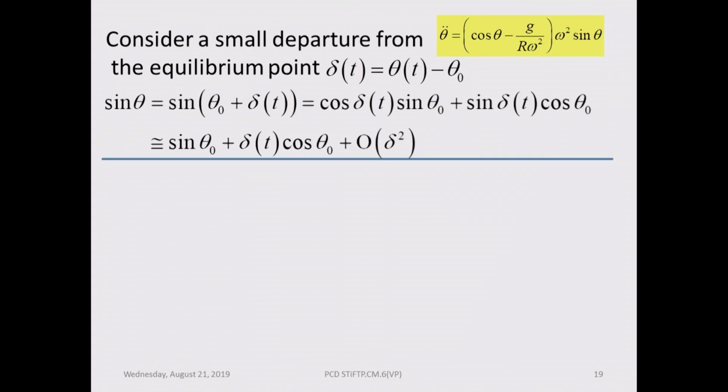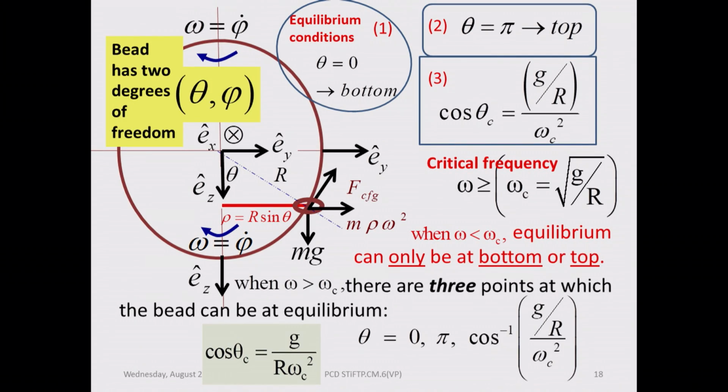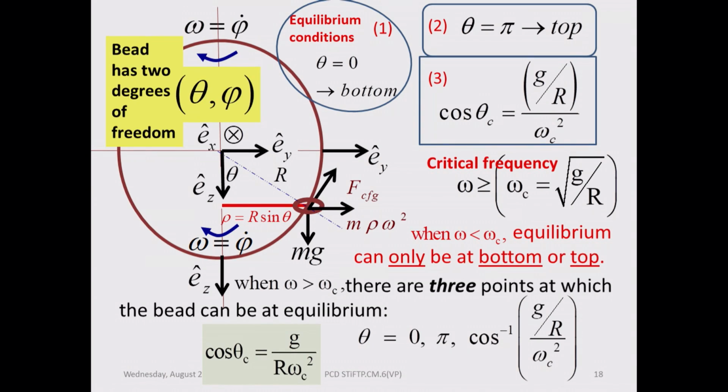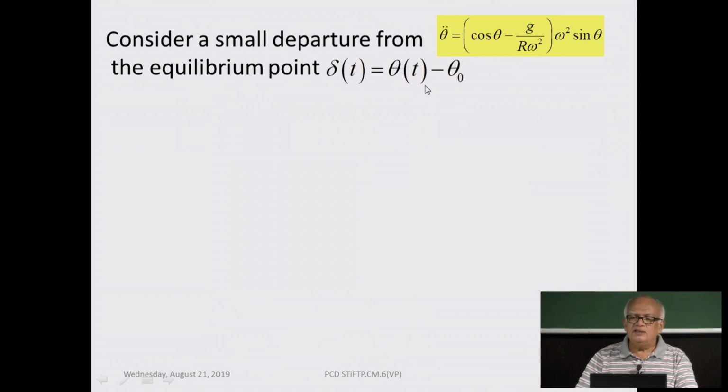So, let us examine the nature of the equilibrium, and to do that we consider a point which is slightly away from the equilibrium point. Okay. So, if the bead is at equilibrium at an angle theta 0, let us ask what will happen at a neighboring point which is slightly different from theta. So, that neighboring point is this equilibrium point theta 0 plus delta, it is the difference between this neighboring point at the time t and the equilibrium point.